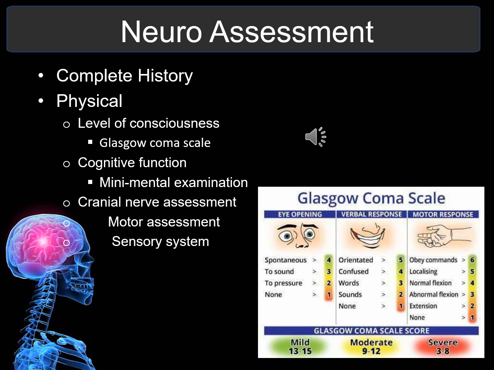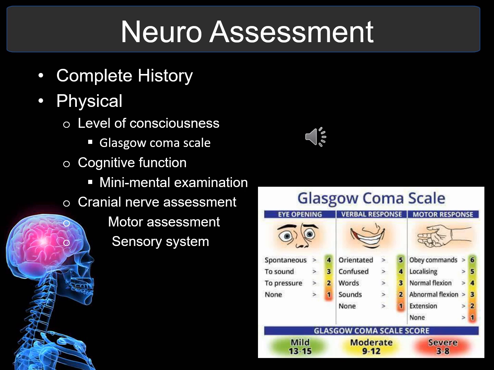So when we're looking at assessing a neuro patient, the best indicator of neurological deterioration is a change in level of consciousness. Assessing level of consciousness involves identifying patient responsiveness and orientation to person, place, and time. There are different categories that describe level of consciousness, like confused, lethargic, stuporous, obtunded, or comatose.